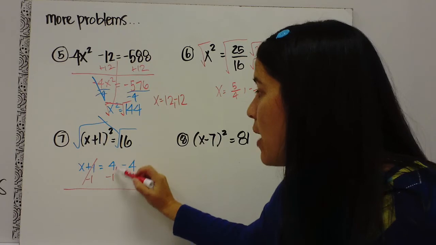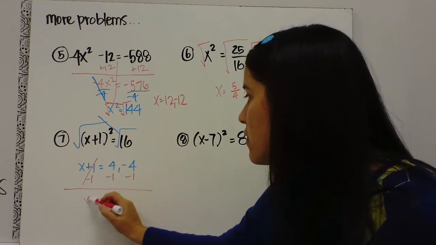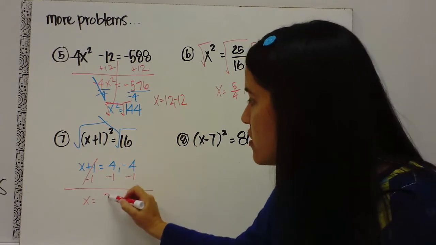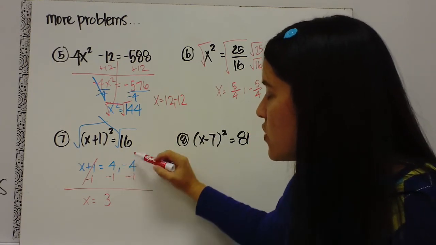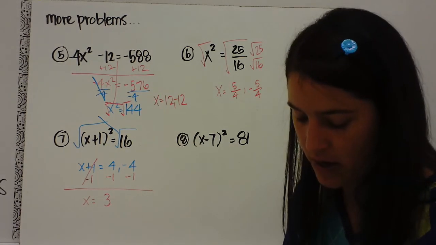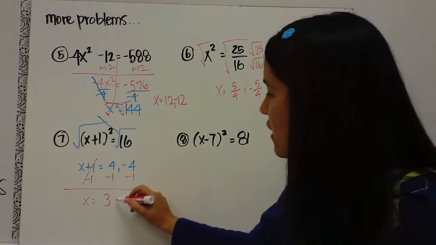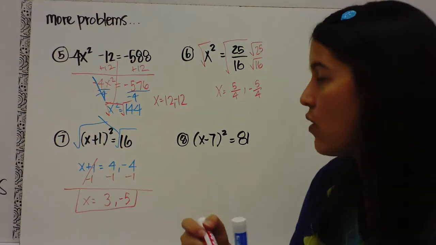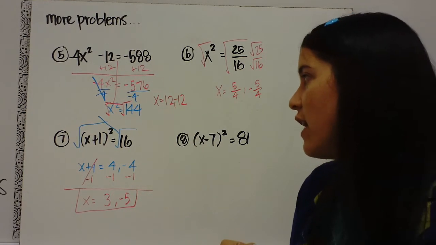So we have to do it from both numbers. So that means we do 4 minus 1, which is 3. 4 minus 1 is 3, and we do negative 4 minus 1, so we can type in your calculator, negative 4 minus 1, which is negative 5. So my answers could be 3 or it could be negative 5.